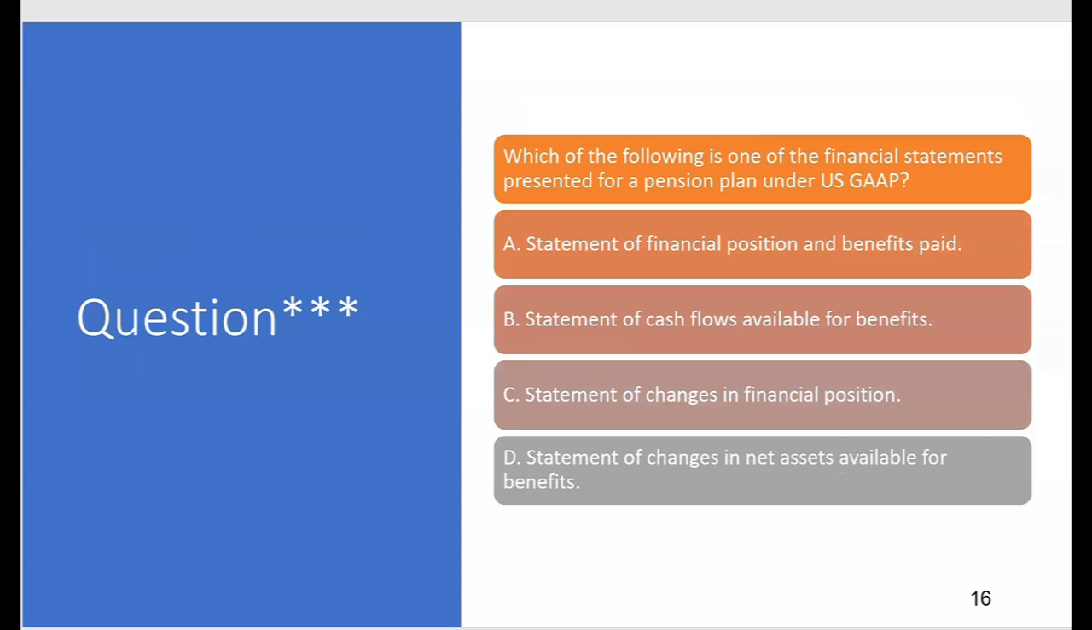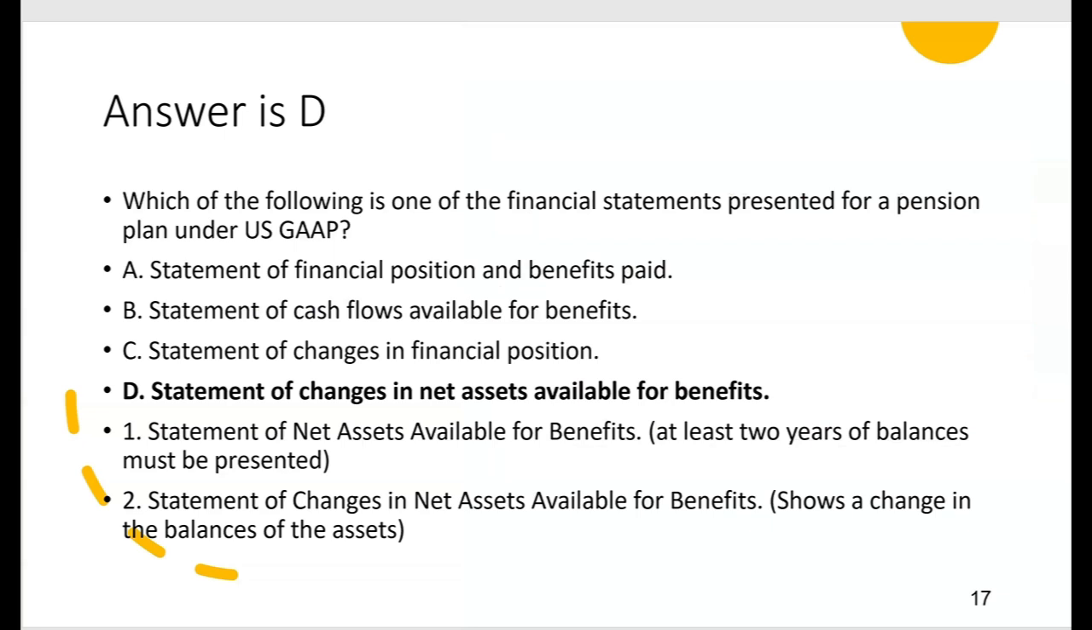Which of the following is one of the financial statements presented for a pension plan under U.S. GAAP? A, statement of financial position and benefits paid? Not really, that's not the title. B, statement of cash flows available for benefits? Not a cash flow statement. C, statement of changes in financial position? No. D, statement of changes in net assets available for benefits. I'm going with letter D here. I hope you can see why.